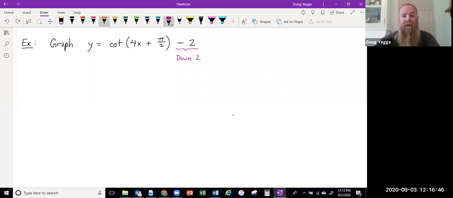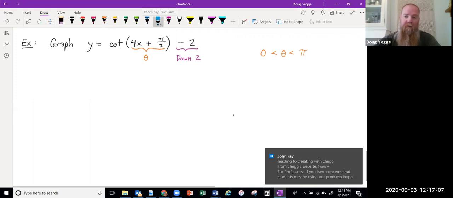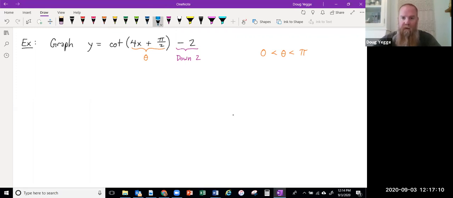The second thing to recognize is that in general, my theta, my angle for cotangent, is going to be between the asymptotes of 0 and pi. So since those are my standard asymptotes for cotangent, I'm now going to recognize that this is my theta. And so the first thing I'm going to do is rewrite and get 4x plus pi over 2 and set that between 0 and pi to see what my x coordinates should be for my new asymptotes.